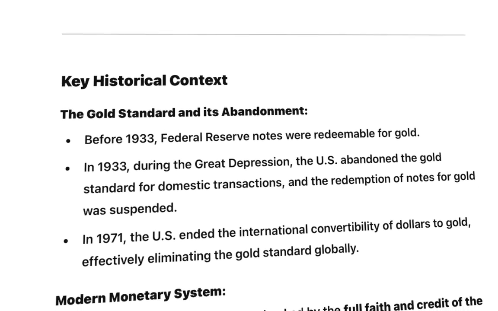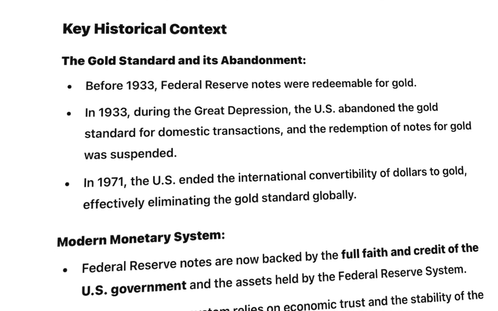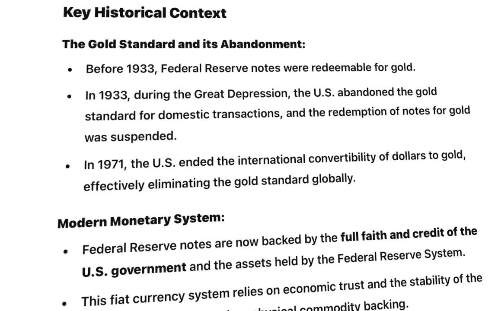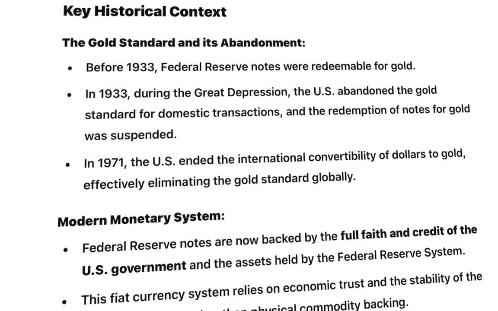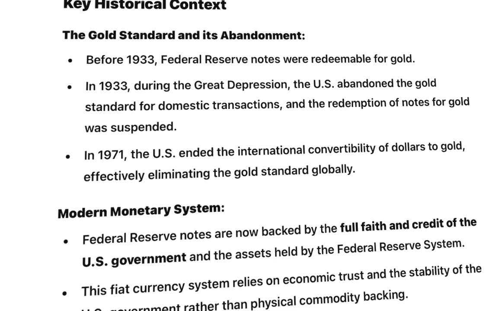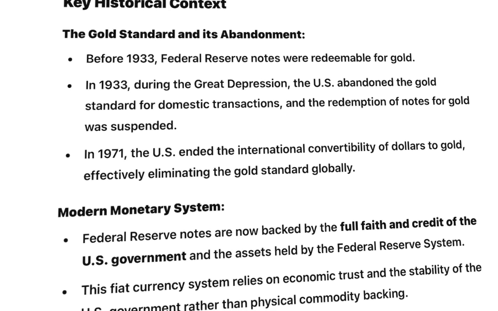Key historical context. The gold standard and its abandonment. Before 1933, Federal Reserve notes were redeemable for gold. In 1933, during the Great Depression, the U.S. abandoned the gold standard for domestic transactions, and the redemption of notes for gold was suspended. In 1971, the U.S. ended the international convertibility of dollars to gold, effectively eliminating the gold standard globally.